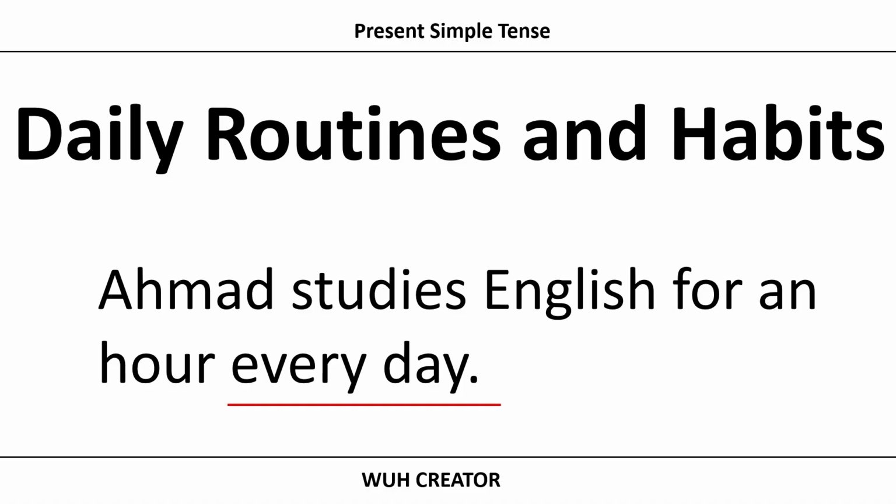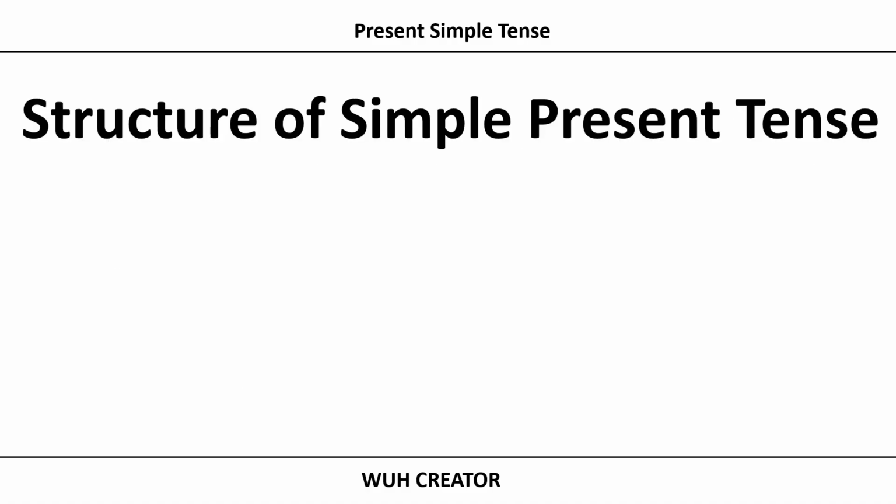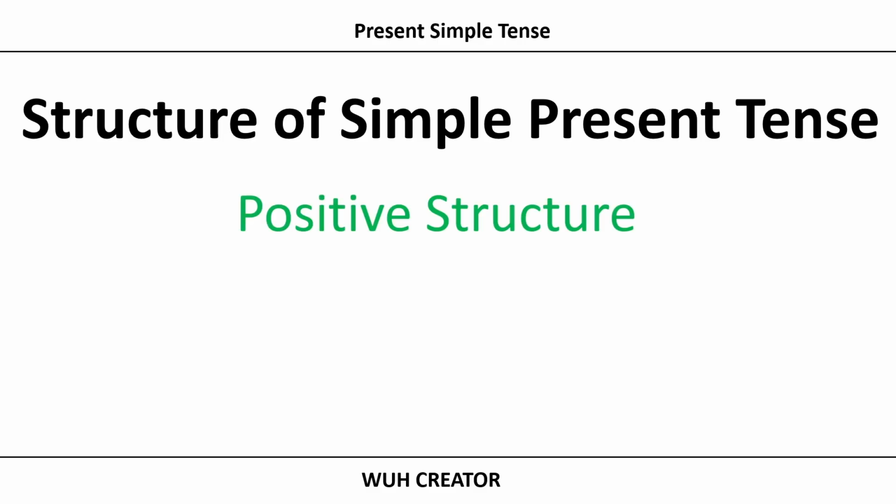Now, let's move towards the structure of the simple present tense and understand how to make positive, negative, interrogative, and negative interrogative sentences. Keep in mind that each sentence form follows a specific formula or structure. To make learning easier, we will study them one by one. Let's begin with the structure of positive sentences in the simple present tense.